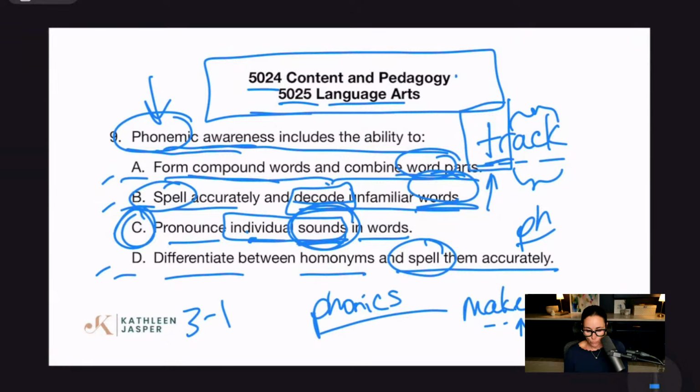This is forming compound words. This is spelling. This is spelling. Right away, I could cross off B and D because it has spell and spell. And we're looking for one answer choice here. Now, if it said choose all that apply, we can't use that strategy. But when you're looking for one answer choice and you see a 3-to-1, do it.